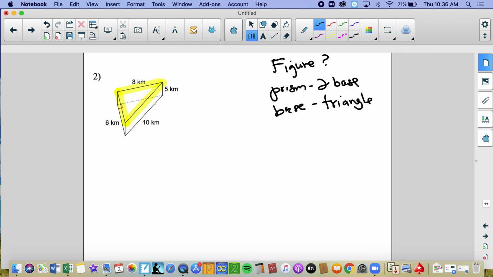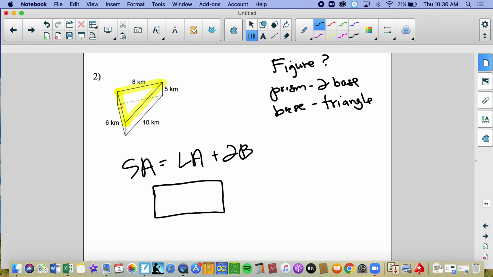Perfect. What do we know about prisms? So the surface area is going to be the lateral area plus the 2 bases. What's the shape of the lateral area? The lateral area of all prisms will be rectangles. And then plus the 2 bases. The base of the shape is a triangle, so we're going to have 2 triangles. Remember, area of this rectangle equals base times height.